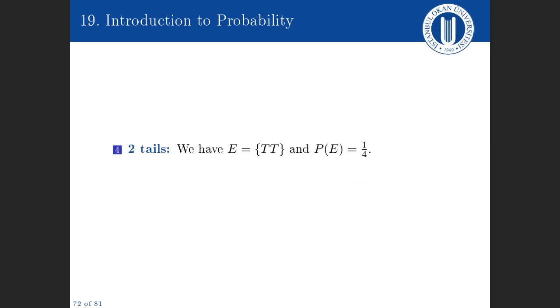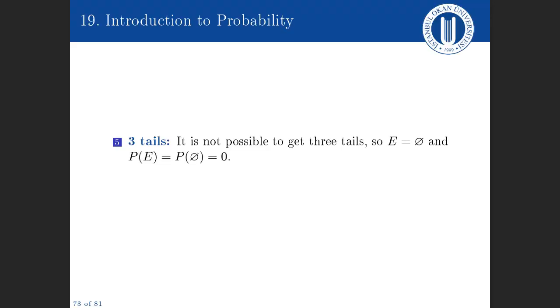What is the probability of getting two tails? A quarter. What is the probability of getting three tails? That's not possible. We can't get three tails if we only have two coins. Our event is the empty set, and the probability of the empty set is equal to zero.